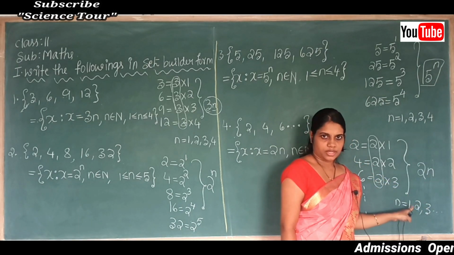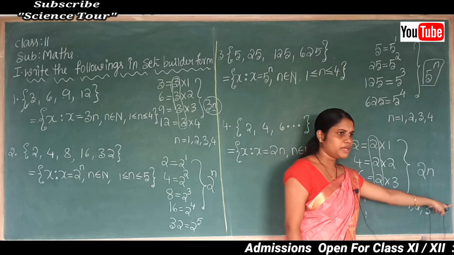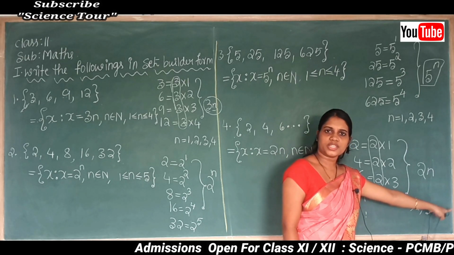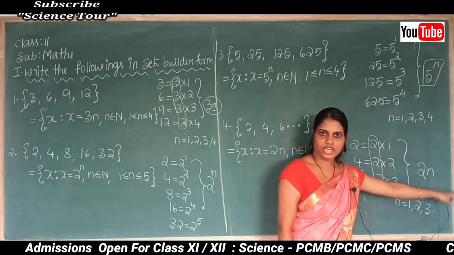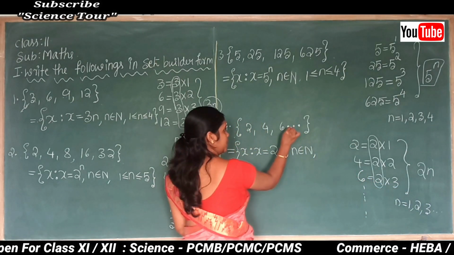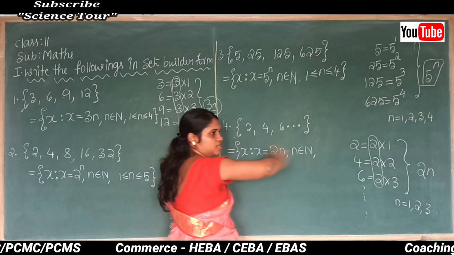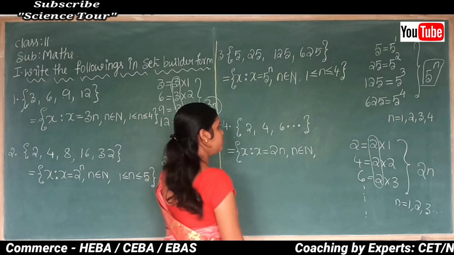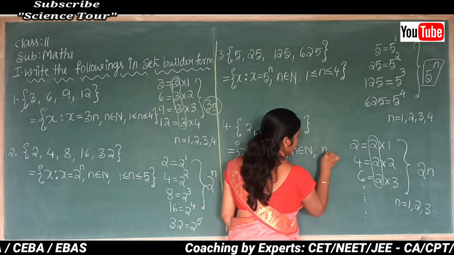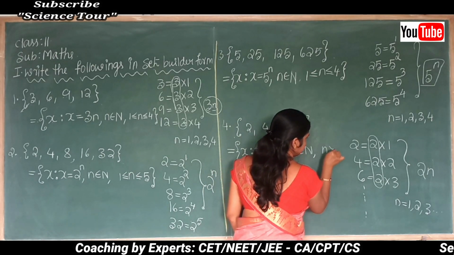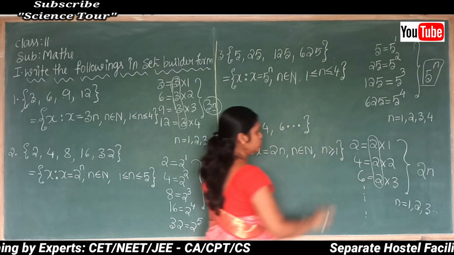Starting from 1, isn't it? Starting from 1. But what is the highest number, or what is the last number? No, we cannot find it, because here it is infinity. What does it mean? Dot dot dot means it goes on so on. That process is continuing, isn't it? So therefore what will I write here? The value of n is greater than or equal to 1.